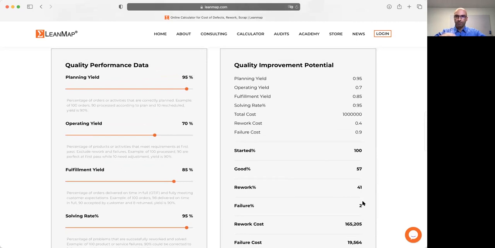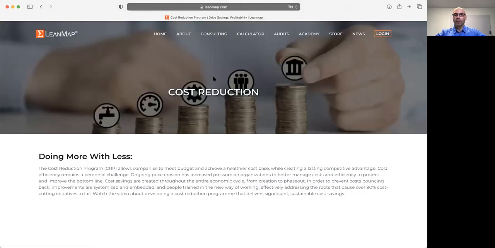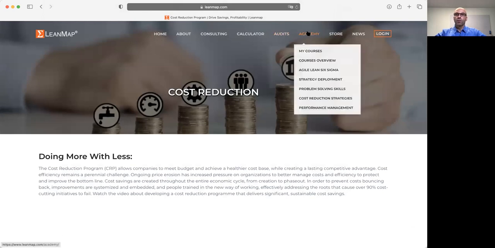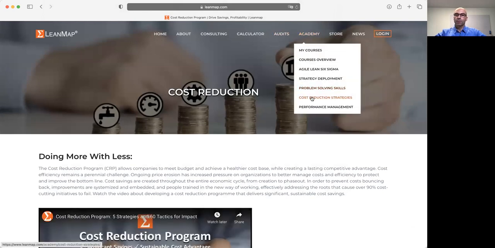So now it's up to you. Enter your numbers, play with the simulation, and get an idea about how much defects actually cost. And if you need our help, go to the consulting cost reduction program, and we can help you to develop your specific cost reduction program. Or in Academy, cost reduction strategies allows you to get certified, become a certified cost reduction professional.